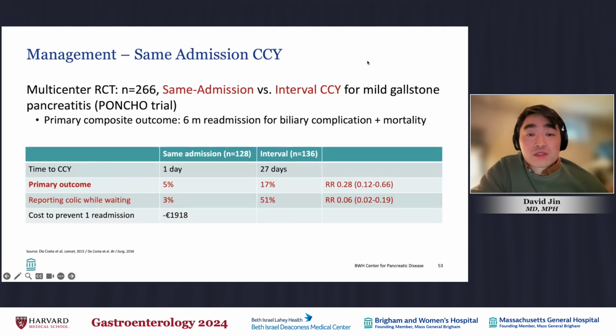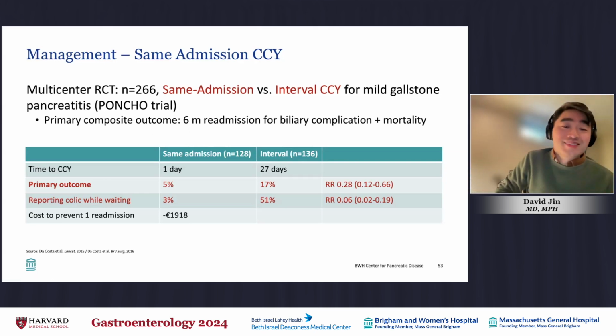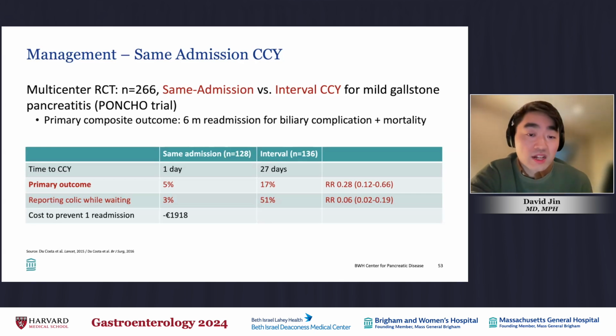What about patients presenting with gallstone pancreatitis and the question of same admission versus interval cholecystectomy? So this is a multi-center RCT done in Europe called the PONCHO trial, randomizing patients into same admission cholecystectomy versus discharge and then outpatient cholecystectomy. Their primary composite outcome was readmission rates at 6 months for a biliary complication or mortality.